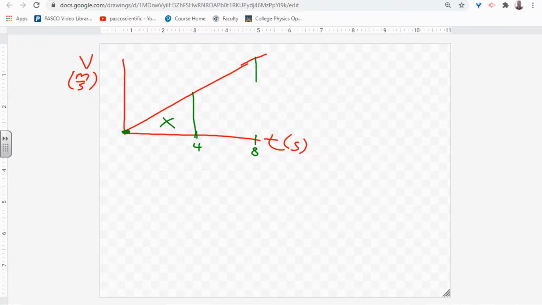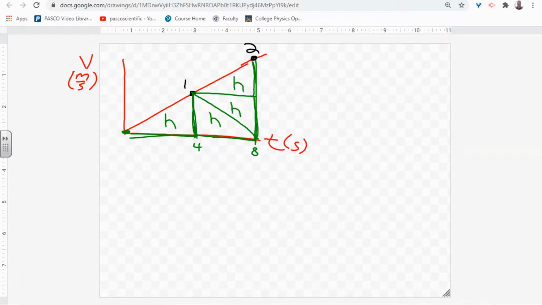So object 1 fell for 4 seconds, object 2 fell for 8 seconds. I can see that this is 4 seconds here, and that's 4 seconds, so the bases are the same. Whatever this height is going to be the same as this height and this height. So I can put that into 3 triangles. So let's call this, it fell a height h. And that means each of these triangles is h.